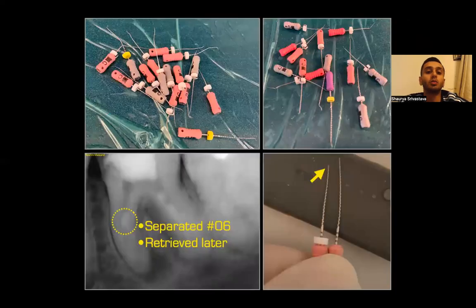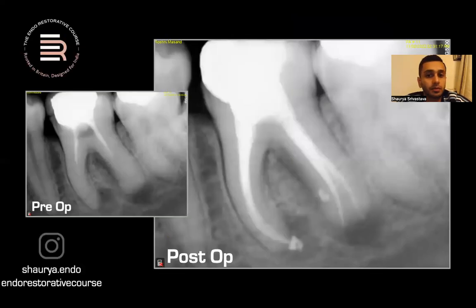Okay. So as you can see on the images on the upper left, I used about 40 C pilot files to negotiate these canals. I separated one of them as well. I retrieved it while trying to bypass it. That was absolute luck. I did not intend to retrieve it, but it came out, thank God. And I finished the treatment. It took me about 3 long visits.